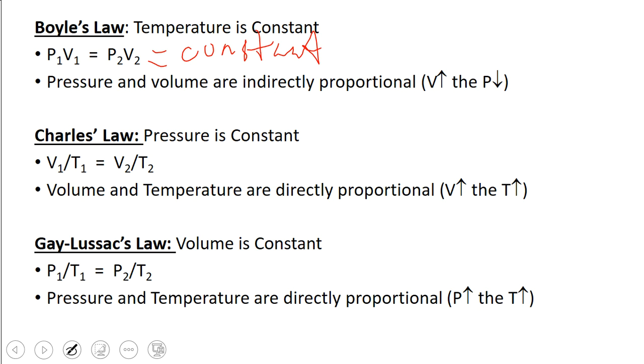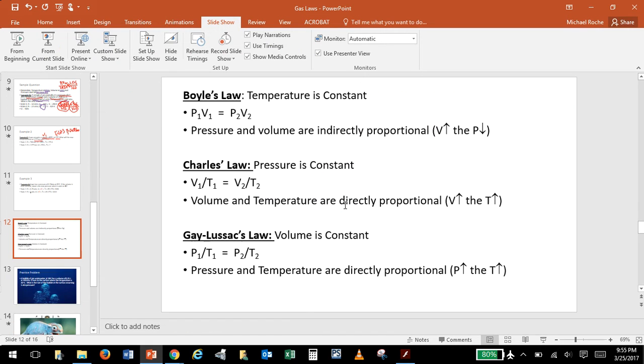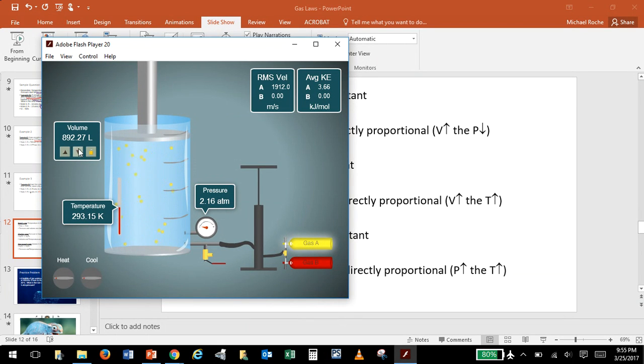Charles's law, V1 over T1 equals V2 over T2. So if volume goes up, temperature has to go up for them to equal a constant. Same with pressure and temperature. The better way, in my opinion, to deal with this is to play with this simulation. So if volume is constant and you heat it up, what happens to your pressure? You can see your pressure here is going up. So as the temperature goes up, the pressure goes up.